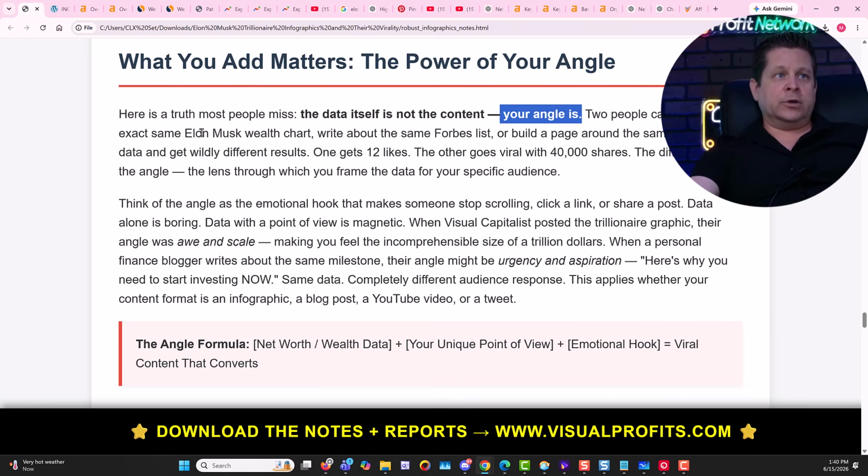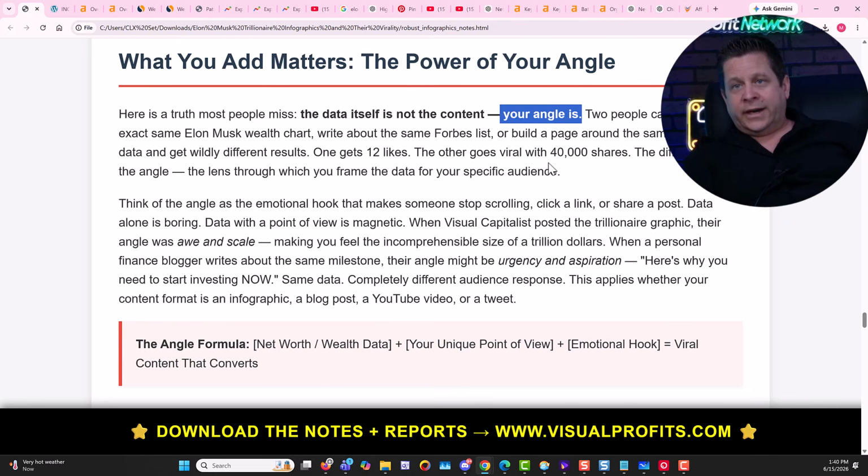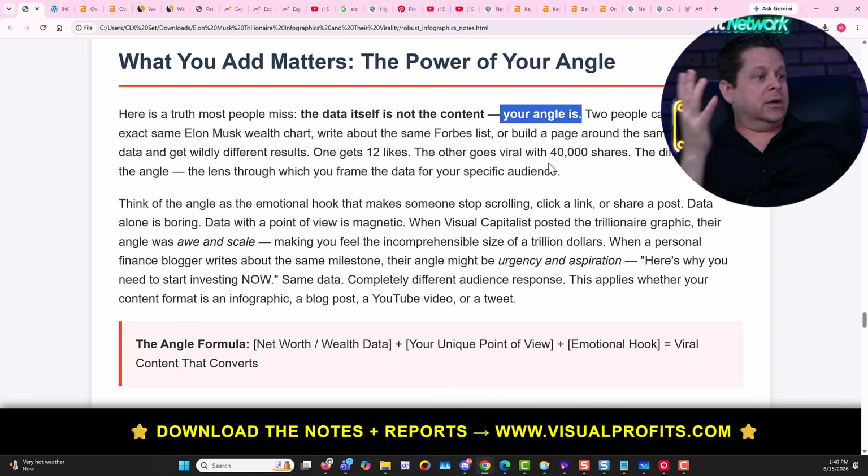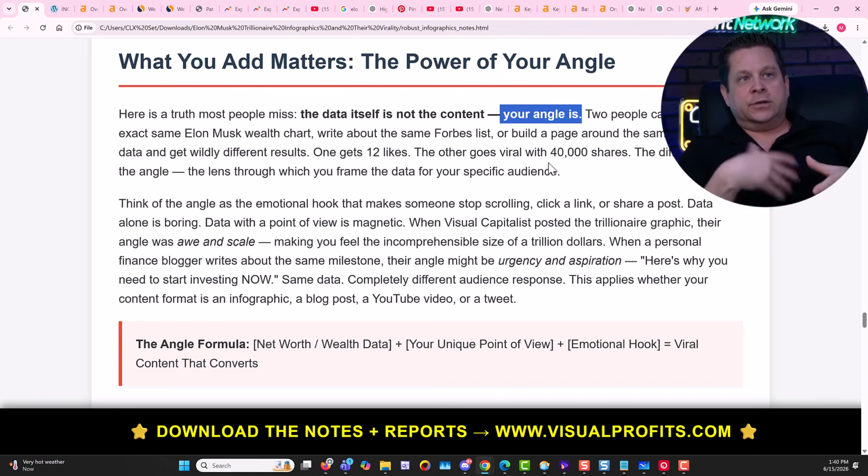Two people can post the same Elon Musk wealth chart, write about the same list, or build a page. One goes viral, one doesn't. Why? The difference is the angle. How are we viewing this? If Bernie Sanders posts about Elon being a trillionaire, that's going to have a different angle because he's looking at it from income inequality. If Jeff Bezos posts about it, it's going to be different. If a random person who talks about business posts about it, if you have some angle on it, that's where the key is going to be.